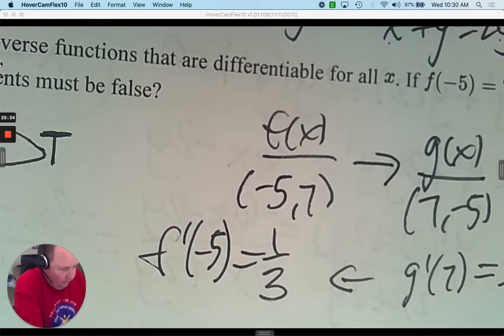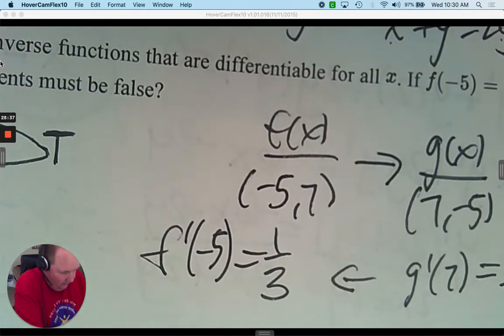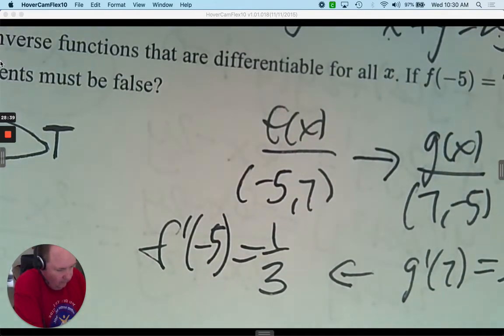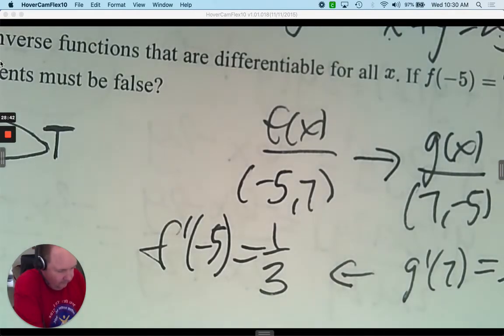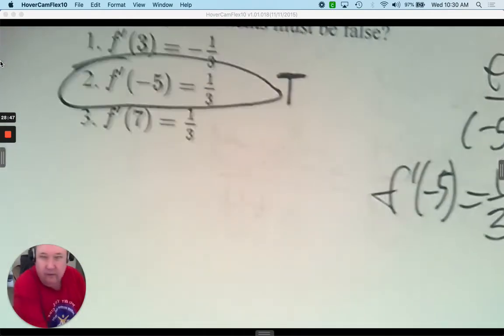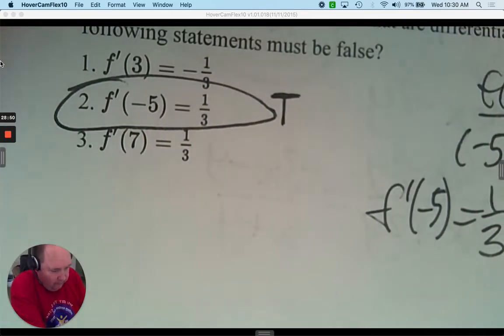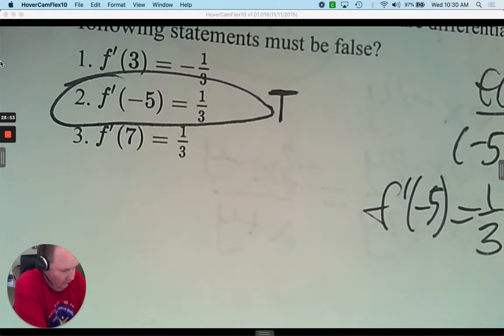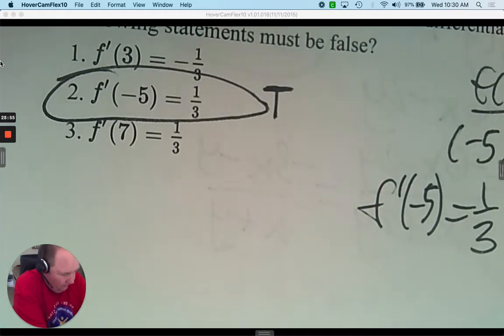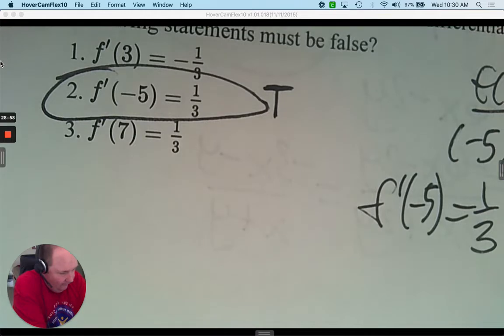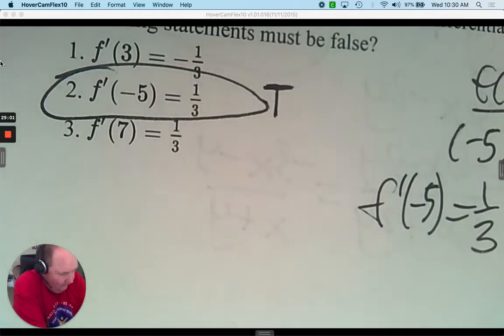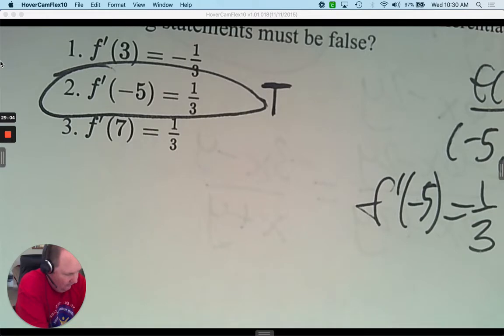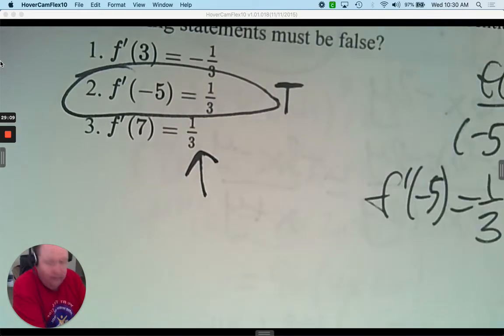The derivative of g at 7 is 3. So which one must be false? I'm thinking through. I know that's true. The derivative of f at negative 5 is 1/3. So the derivative of f at 3, or the derivative at 7. My gut is going right here, or 1 and 3, but I'm thinking 3.